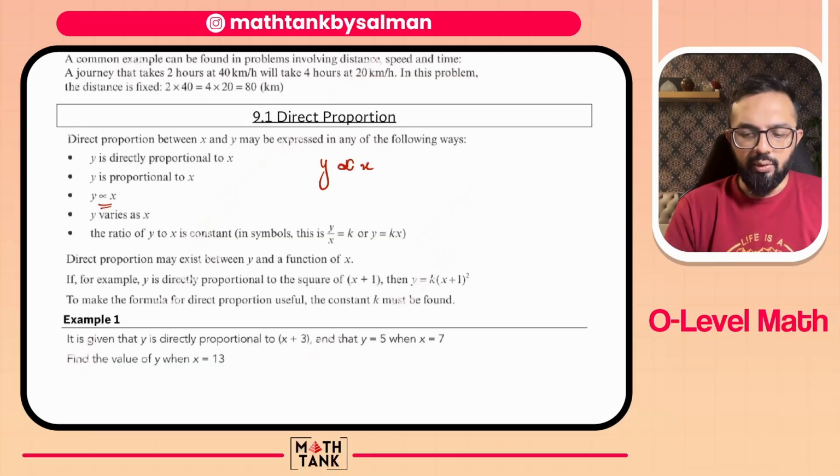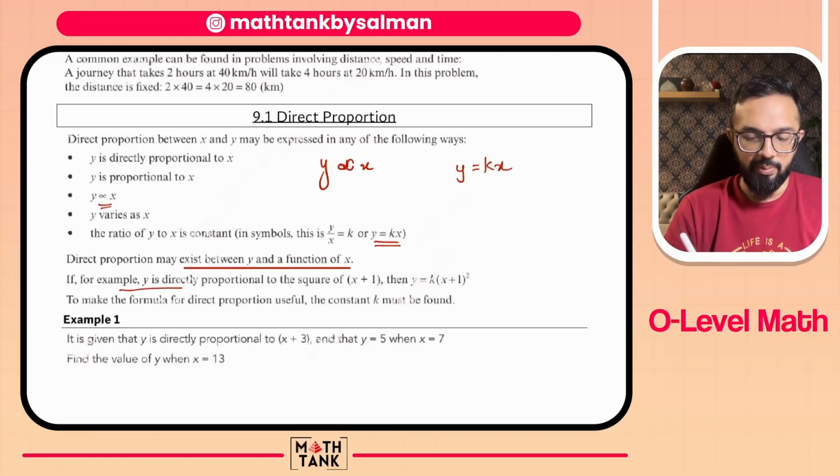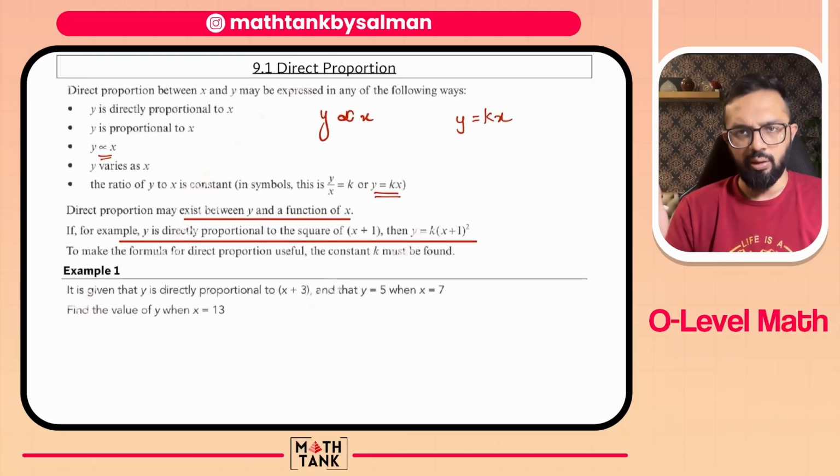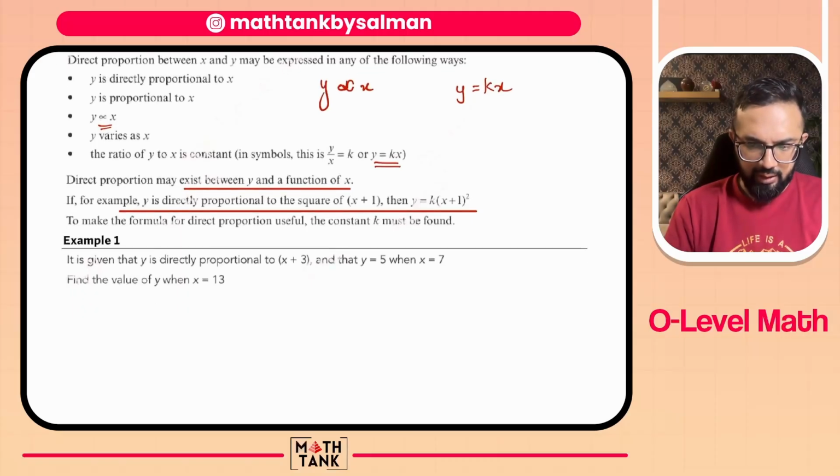That is probably the most important thing that I'm going to tell you: whenever I say one of these things, it automatically translates to y equals kx, where k is a constant that you need to find. Direct proportion may exist between y and a function of x. For example, if y is directly proportional to (x plus 1) squared, then y equals k(x plus 1) squared. So you can have relations that are not just simple linear quantities, they can be variations of x as well.